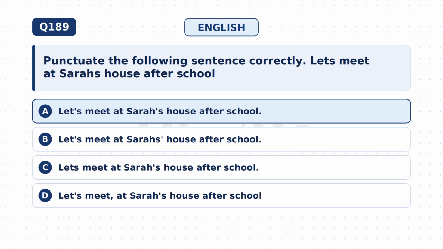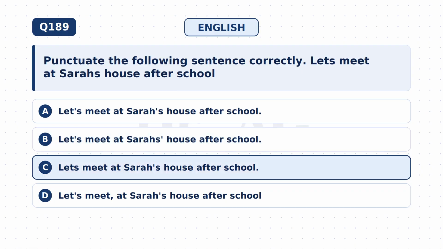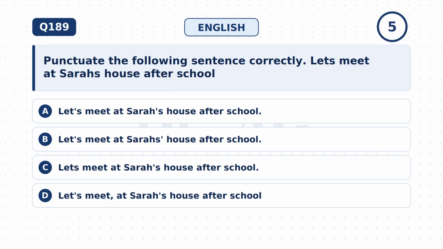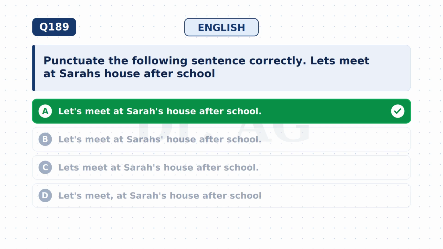Option A. Let's meet at Sarah's house after school. Option B. Let's meet at Sarah's house after school. Option C. Let's meet at Sarah's house after school. Option D. Let's meet at Sarah's house after school. The correct answer is A. Let's meet at Sarah's house after school.